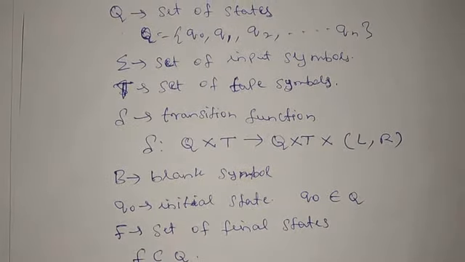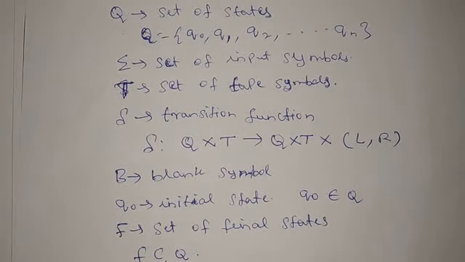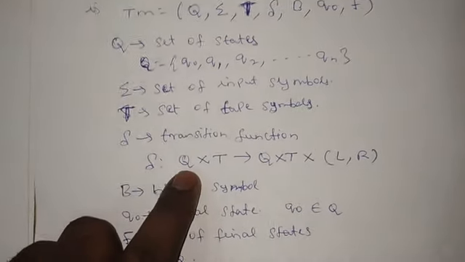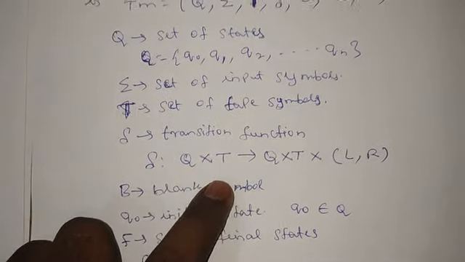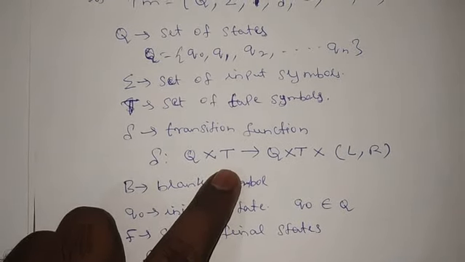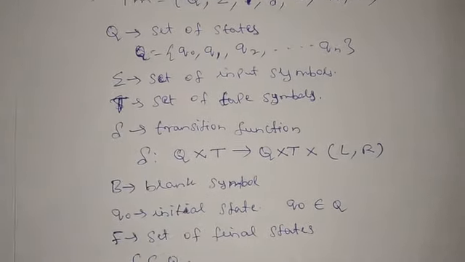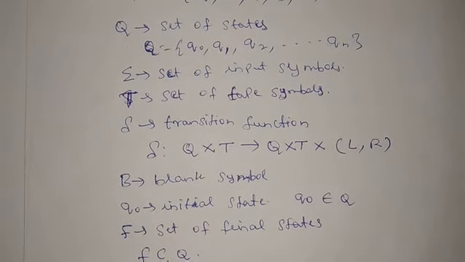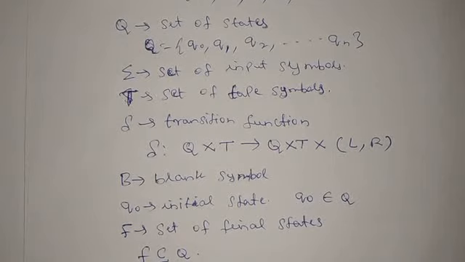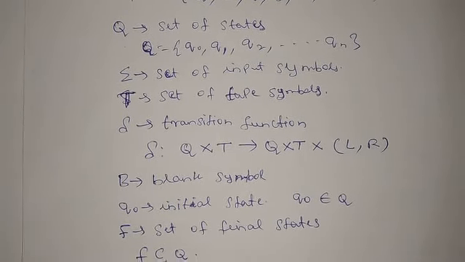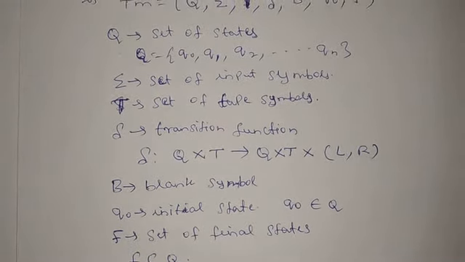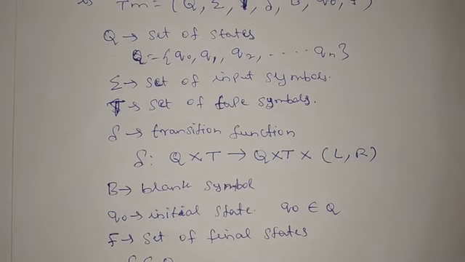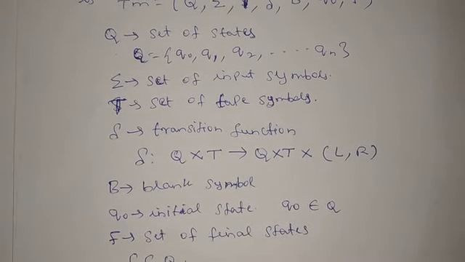And delta is called the transition function. Whenever you apply a set of states Q and a tape symbol, note that all the input symbols are also tape symbols. That means sigma is a subset of the tape symbols. You can replace A by A, the same symbol, so A is also a tape symbol. B can be replaced by B itself, so B is also a tape symbol.